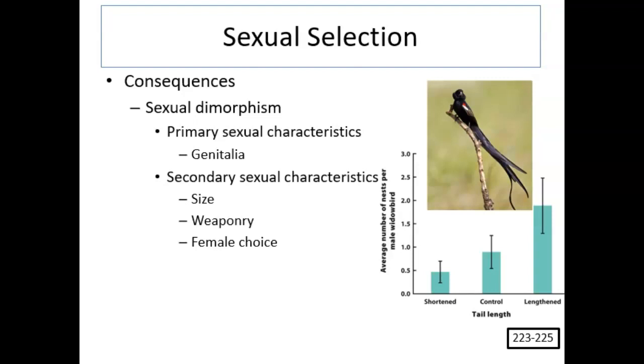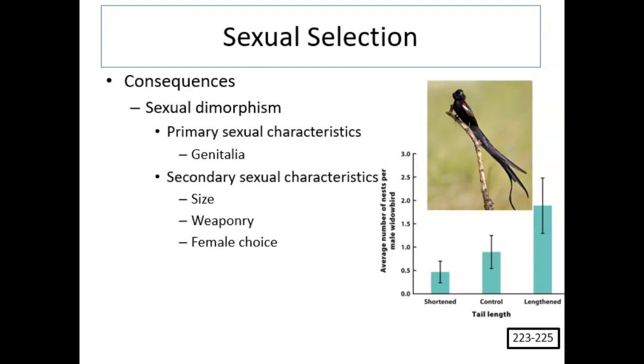And here's what they found. They found that the males with the longest tails ended up being the fathers of a greater number of nests than the males with the control tail or even the shorter tail. Now, here's my question. If longer tails are better, why didn't the natural selection process of the females choosing males with the longest tails create longer and longer and longer tails in those widow birds? Why is the average length not the most reproductively successful?